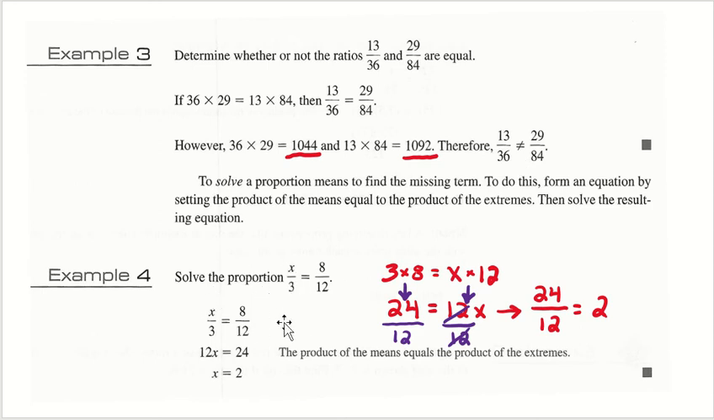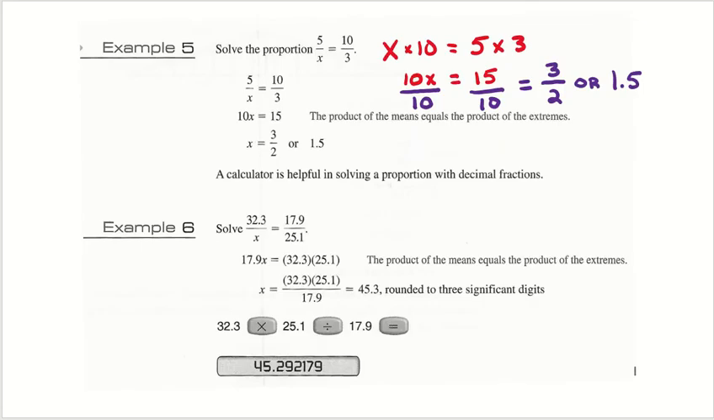Example number 4. Here we're going to find a missing value, and x and 12 would be the extremes, 3 and 8 would be the means. So we know that the means 3 and 8 equals 24. The extremes x and 12 is equal to 12x. 24 is equal to 12x. If we divide both sides by 12, this crosses out, and we are finding just x. 24 over 12 is equal to 2, and that is the result, that x is equal to 2.